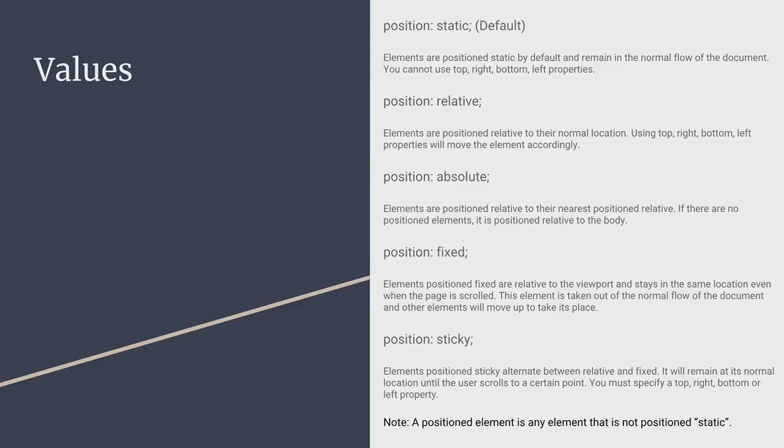And then we have position sticky, which alternates between relative and fixed, meaning that it is at its normal location until you scroll to a certain point that you specify using top, right, bottom, or left. And once you hit that point, it then becomes fixed and does not move anymore. So let's get into a few examples of this.